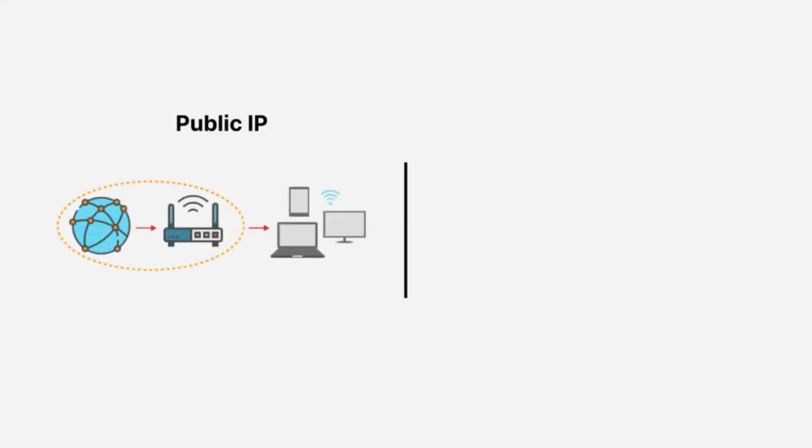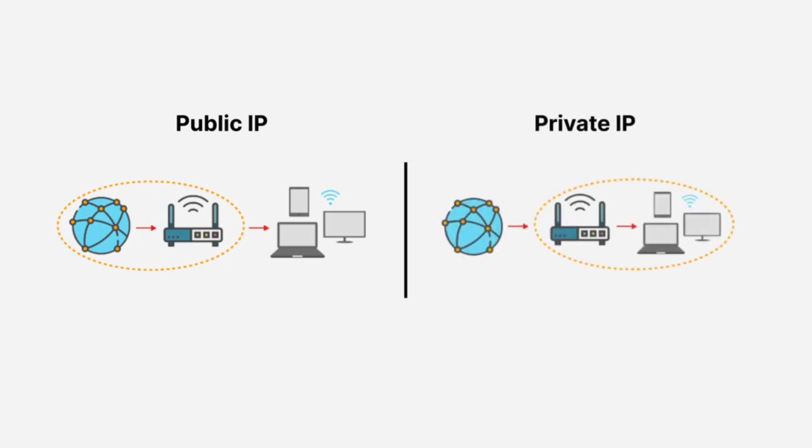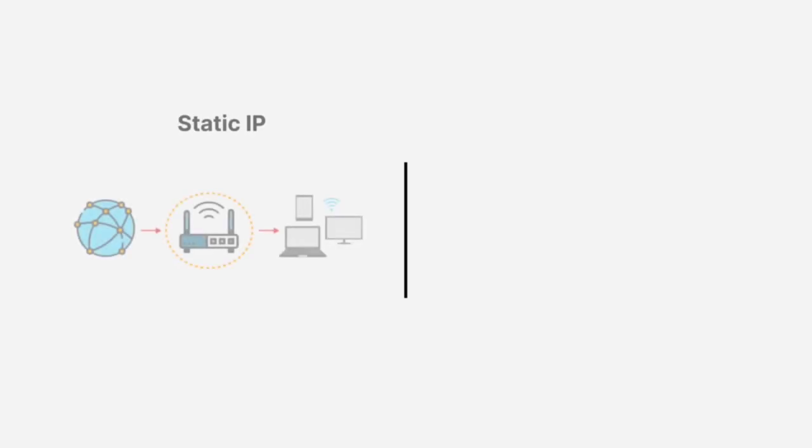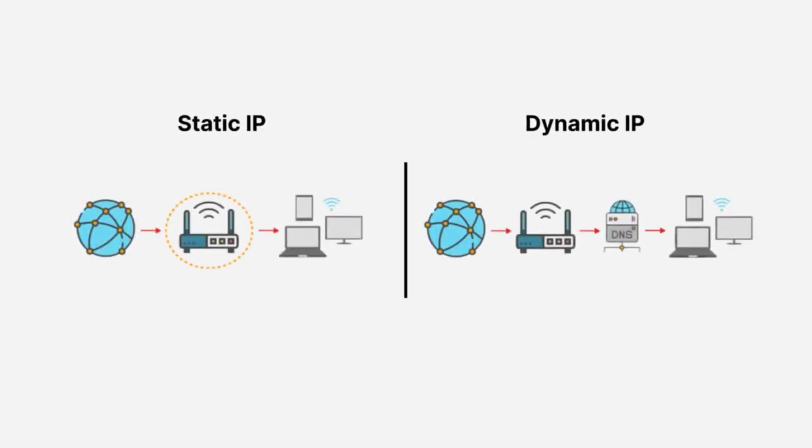A public IP is your gateway to the internet, usually your router's address assigned by your ISP. Meanwhile, private IPs are given to devices inside your home or office network, managed locally by the router. IP addresses can be static, manually set and fixed, or dynamic, where your router automatically assigns a new one each session using DHCP, keeping things flexible and efficient.